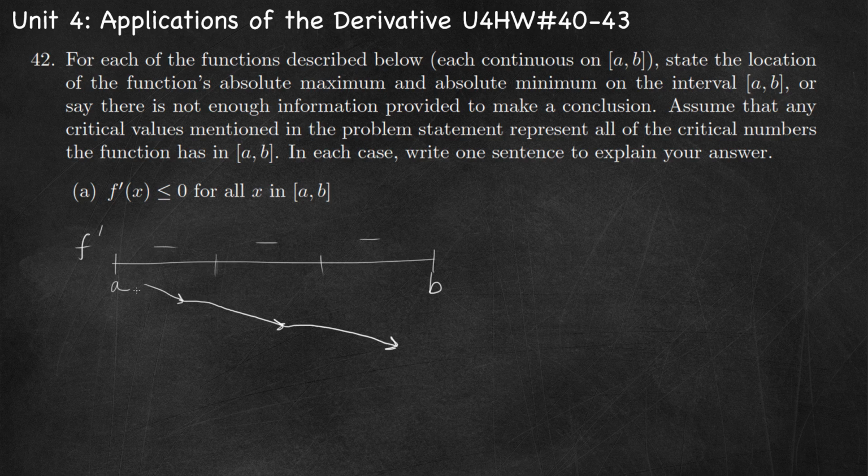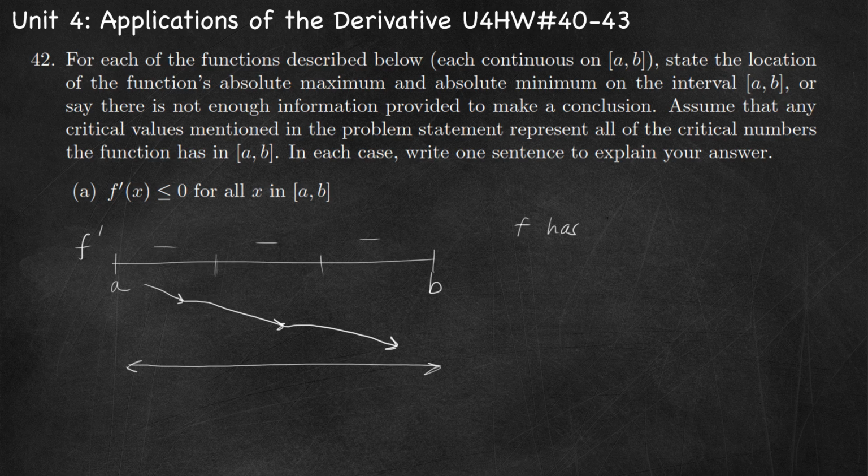So we know the left endpoint represents the absolute maximum, but not entirely sure about the right endpoint. The right endpoint could be the absolute minimum, or we could have a situation here where the graph of f is just constant. So maybe the graph of f just looks like this. It's just a horizontal line. And then our absolute minimum value occurs at every point inside of that interval. So we don't have quite enough information to say for sure where the absolute minimum occurs, but we know the absolute maximum is going to occur at A.